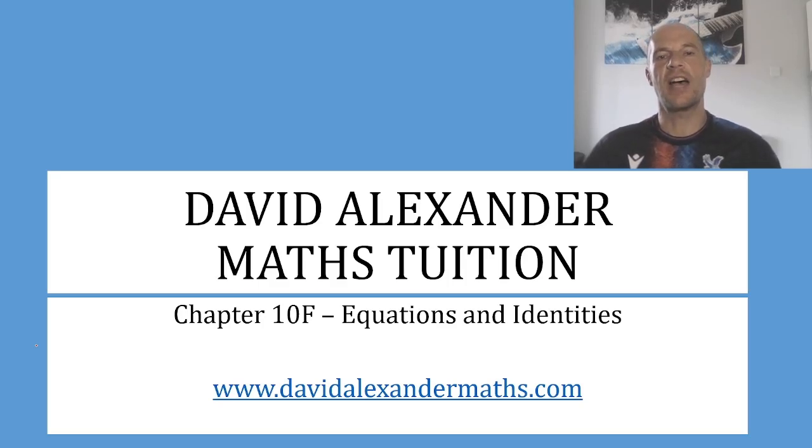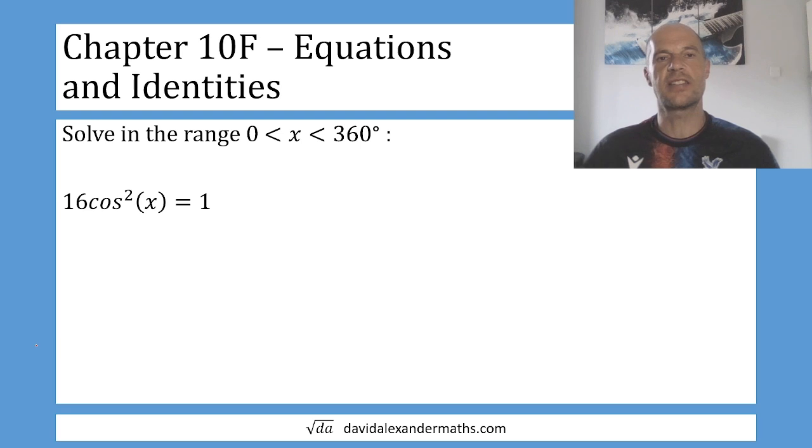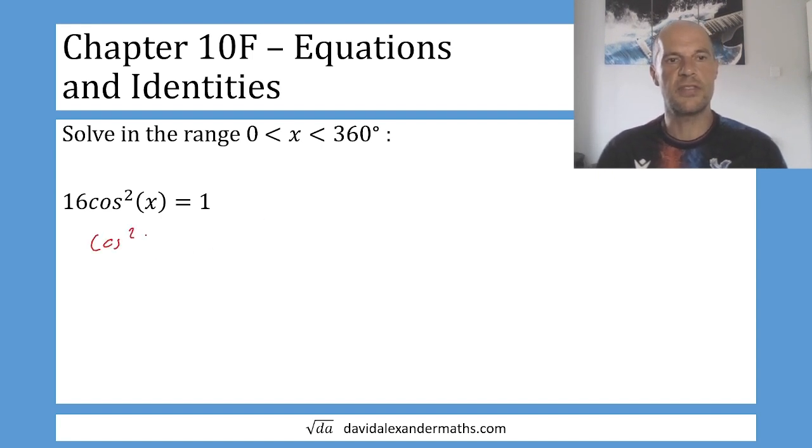This is chapter 10F on equations and identities. So for solving in the range 0 to 360, 16 cos squared x equals 1. It seems straightforward enough to begin with. So the cos squared x is 1 over 16.